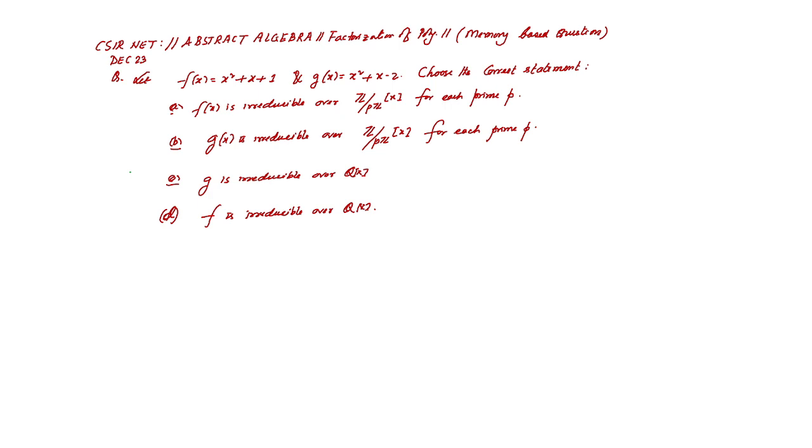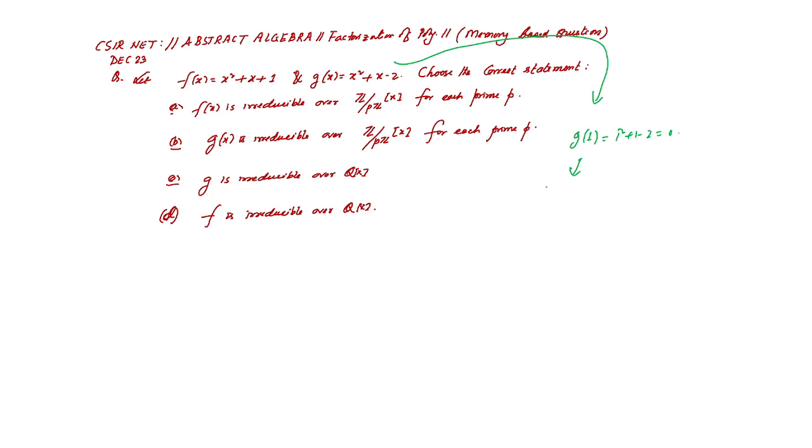So what is the question? f(x) = x² + x + 1, g(x) = x² + x − 2. Choose the correct statement. Here one thing is very common that we need to observe. The value of g(1): just put x = 1 in g(x), and g(1) = 1² + 1 − 2 = 0.